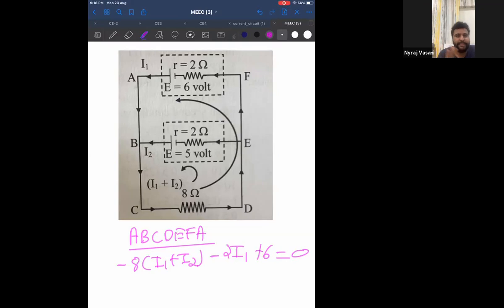If you have the circuit, can I say everyone knows how to find KVL? Now, from wordings, how do we get the circuit? That I will teach you. But at least when you have a circuit, everyone should know how do we get KVL.